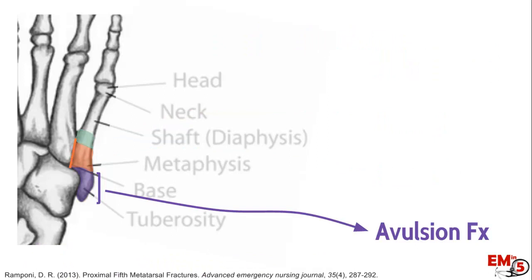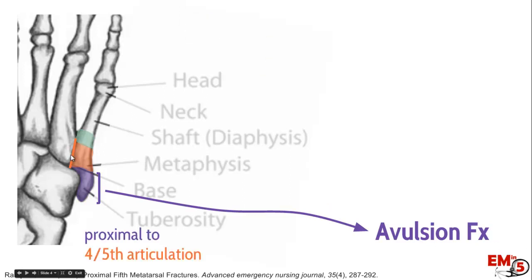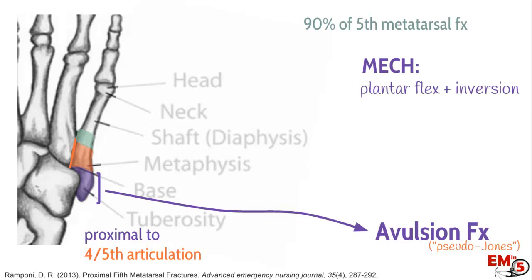The first thing in identifying which fracture is which is I want you to identify the articulation of the fourth and fifth metatarsal. That's here in orange, you see right there. And the avulsion fracture is proximal to that fourth and fifth articulation. It's also called the pseudo-Jones fracture, but I think that's kind of confusing, so let's just call it the avulsion fracture or tuberosity avulsion fracture. These represent 90% of the fifth metatarsal fractures, so most of them are going to be avulsion fractures.